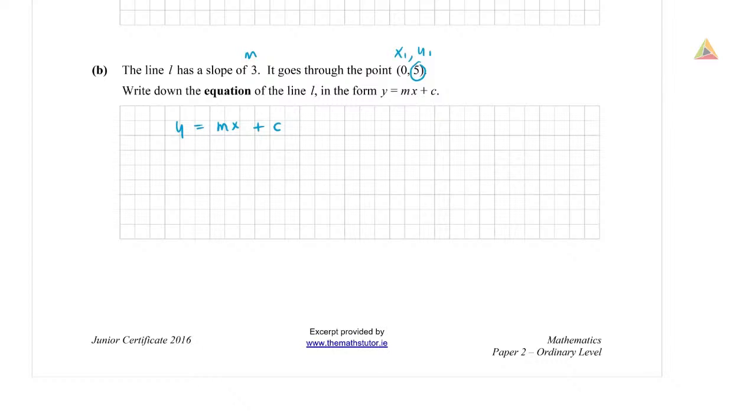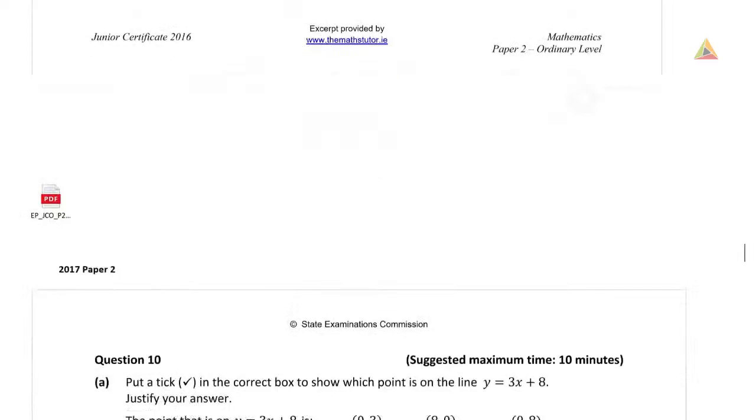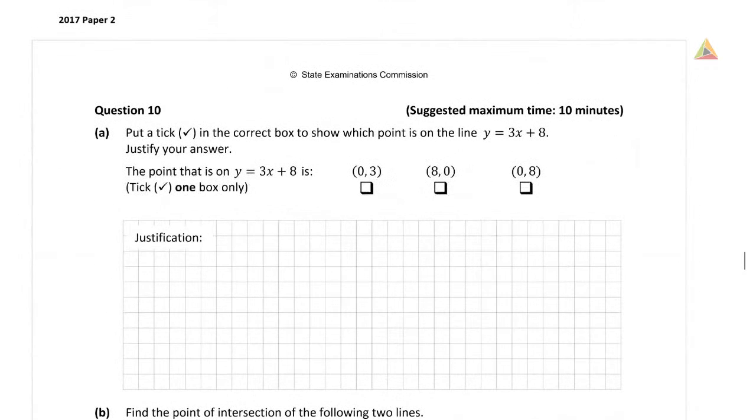Now, if your slope is 3 and your intercept is 5, all we have to do is put it in. So y is equal to your slope, so 3x. So instead of m, we put in 3, plus c, which is 5. So that's it. y is equal to 3x plus 5 for that one. And I think that brings us on to the next question. So 2017 paper 2, question 10.